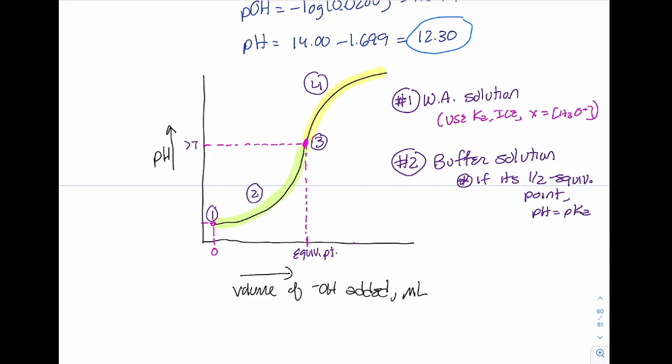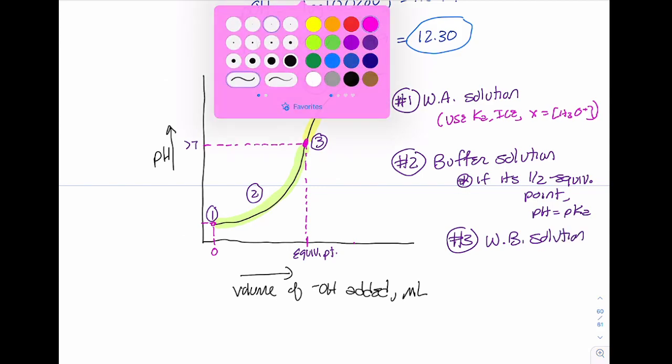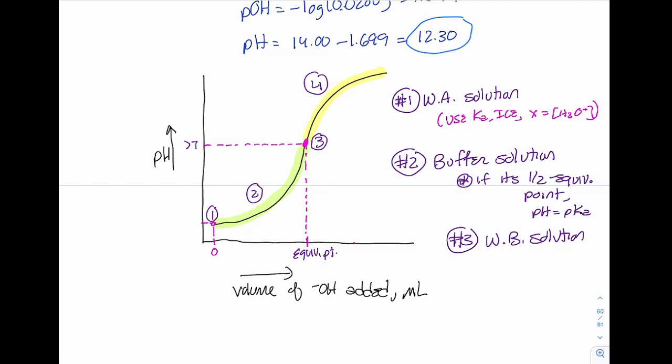If you're at the half equivalence point, so the volume of base that you've added is half the volume of the base that you need to get to the equivalence point, pH is going to equal your pKa. And then number 3 is our equivalence point. It's going to be a weak base solution. So solve for the pH as you would for any weak base solution, right? We're going to use Kb. We're going to make an ice table. You're going to solve for X, which is going to be equal to your hydroxide ion concentration.